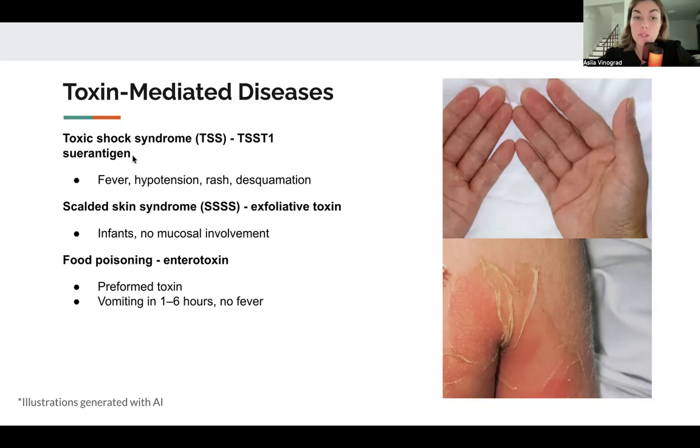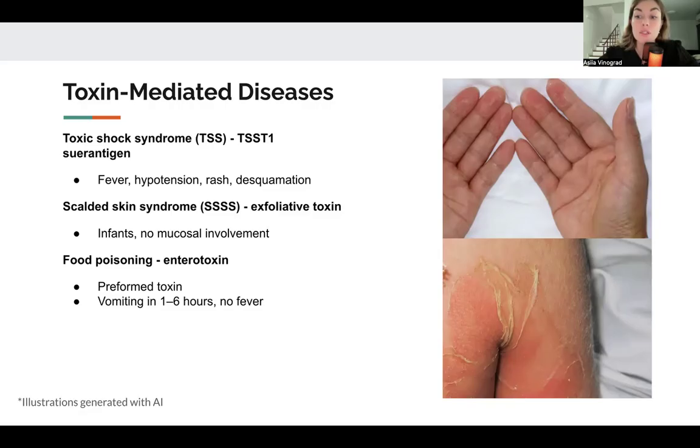First, toxic shock syndrome, TSS. The toxin here is called TSST-1, and it acts as a superantigen. Here is what that means simply. Normally, our immune system activates T cells in a very controlled way. A superantigen bypasses all that control and activates massive amounts of T cells at once. This causes a cytokine storm. The immune system goes into overdrive and damages the body itself.